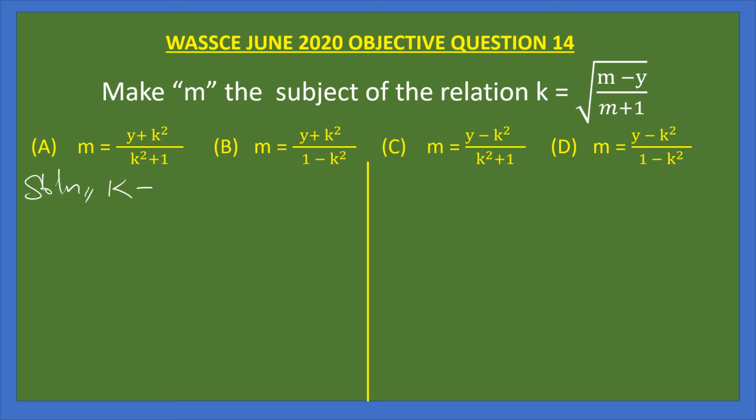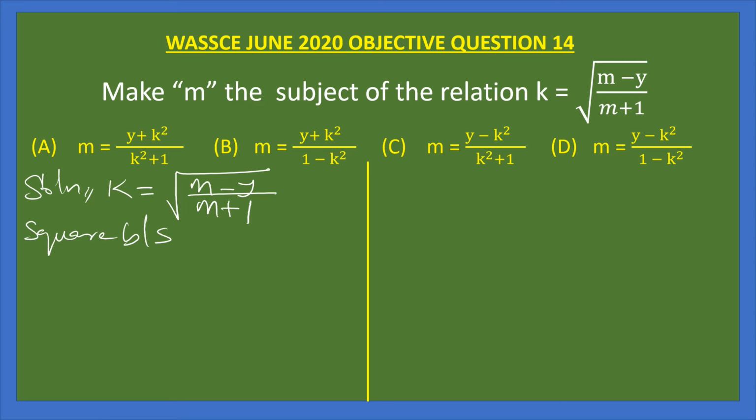It said K is equal to the square root of M minus Y over M plus 1. We should make M the subject of the formula. So we have to try everything possible to make M to stand what? Alone. So what do we do? We need to remove the square root sign, so we square both sides.